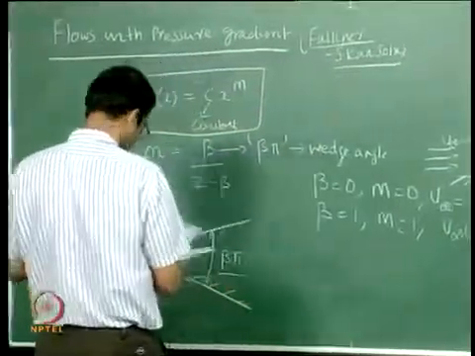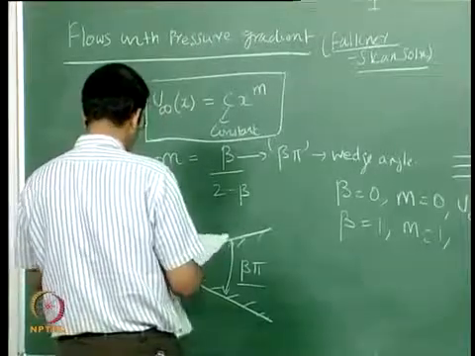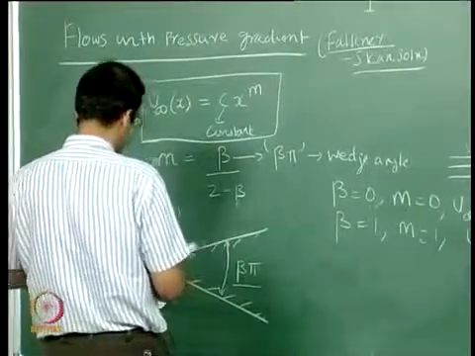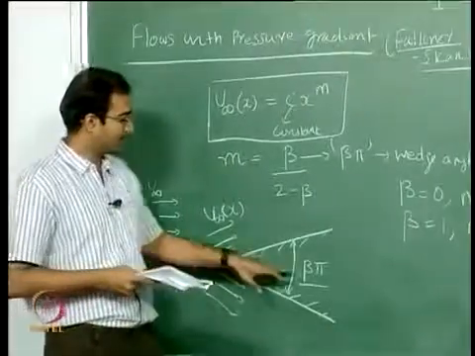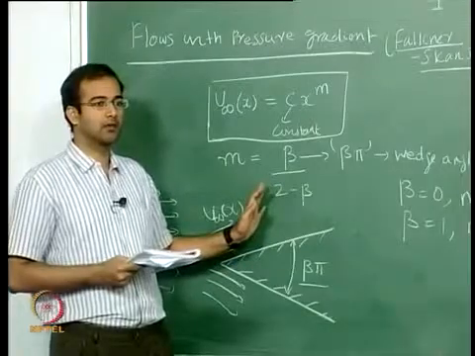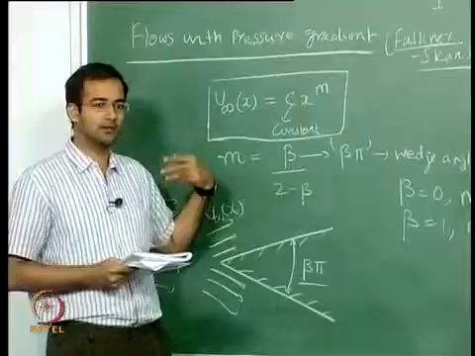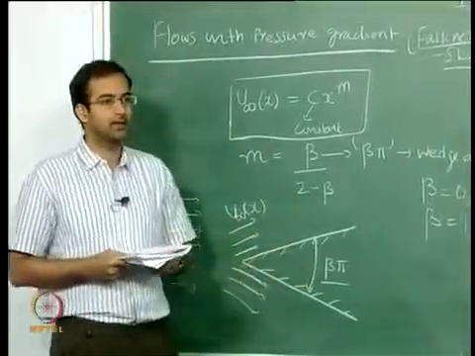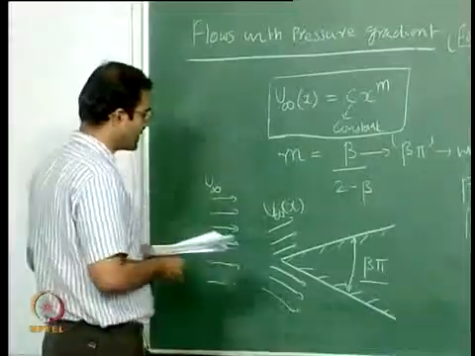So these are some special cases of the Falkner-Skan. Now what happens if my beta is negative? So far I have been discussing the case where beta is 0 and beta is greater than 0, so beta going up to 1. Now you can also visualize another configuration where beta is negative, okay. So how could beta be negative?